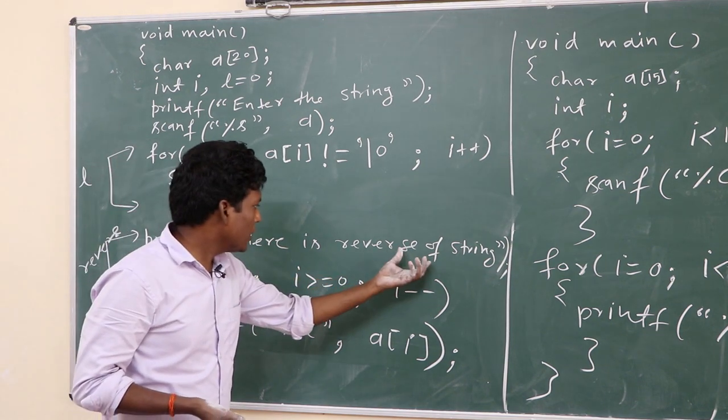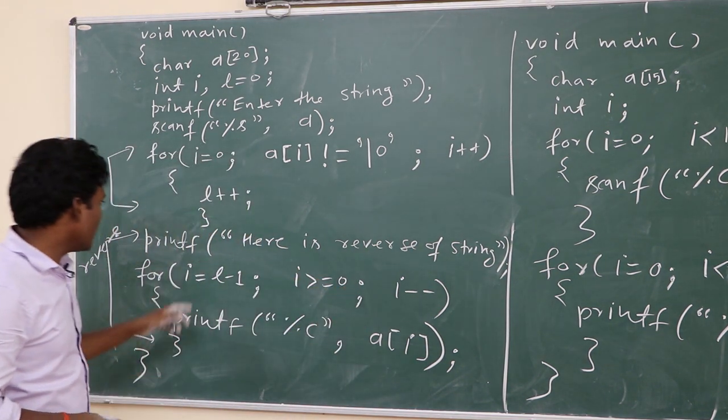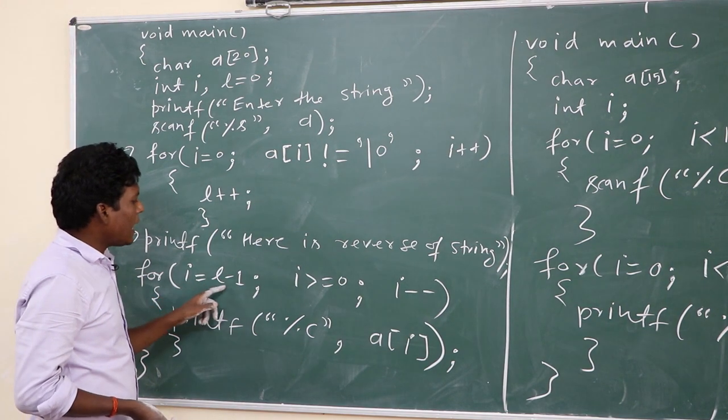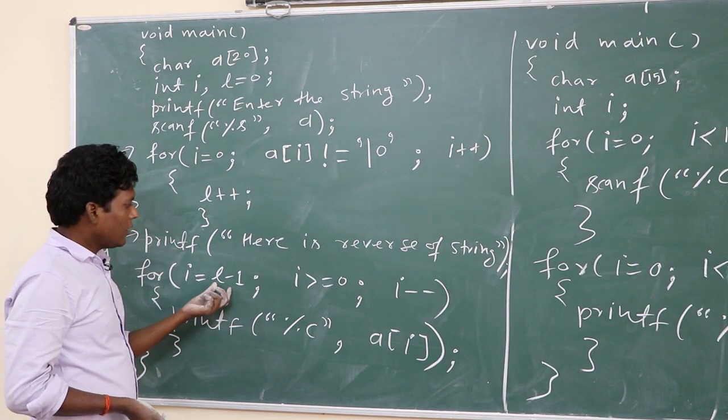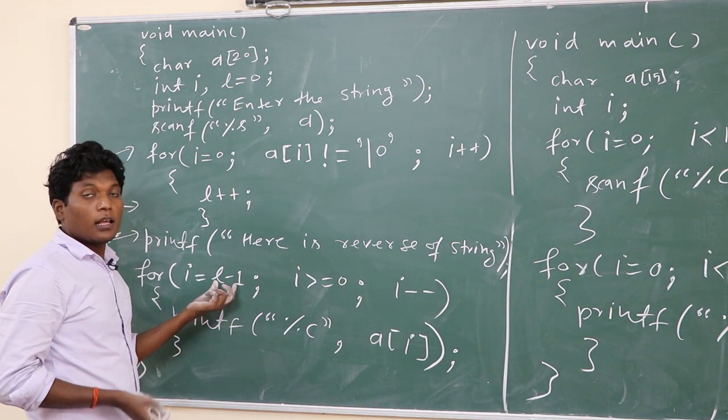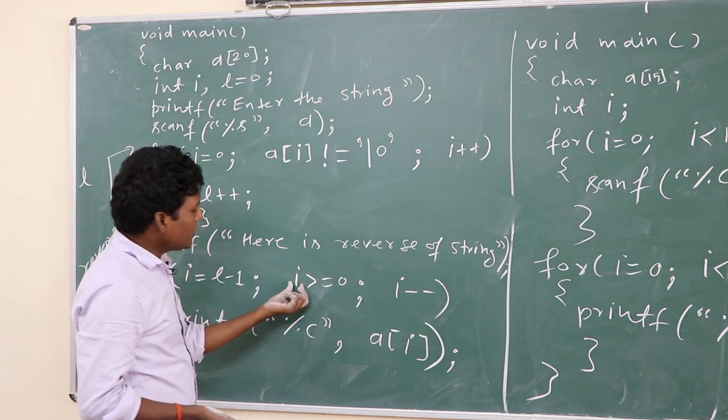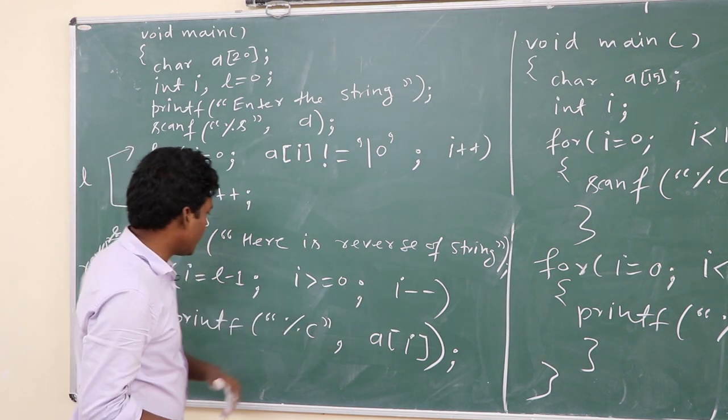Printf, here is reverse of string. So i starts from l minus 1. Okay, i starts from l minus 1, length minus 1. i is greater than or equal to 0, i minus minus.